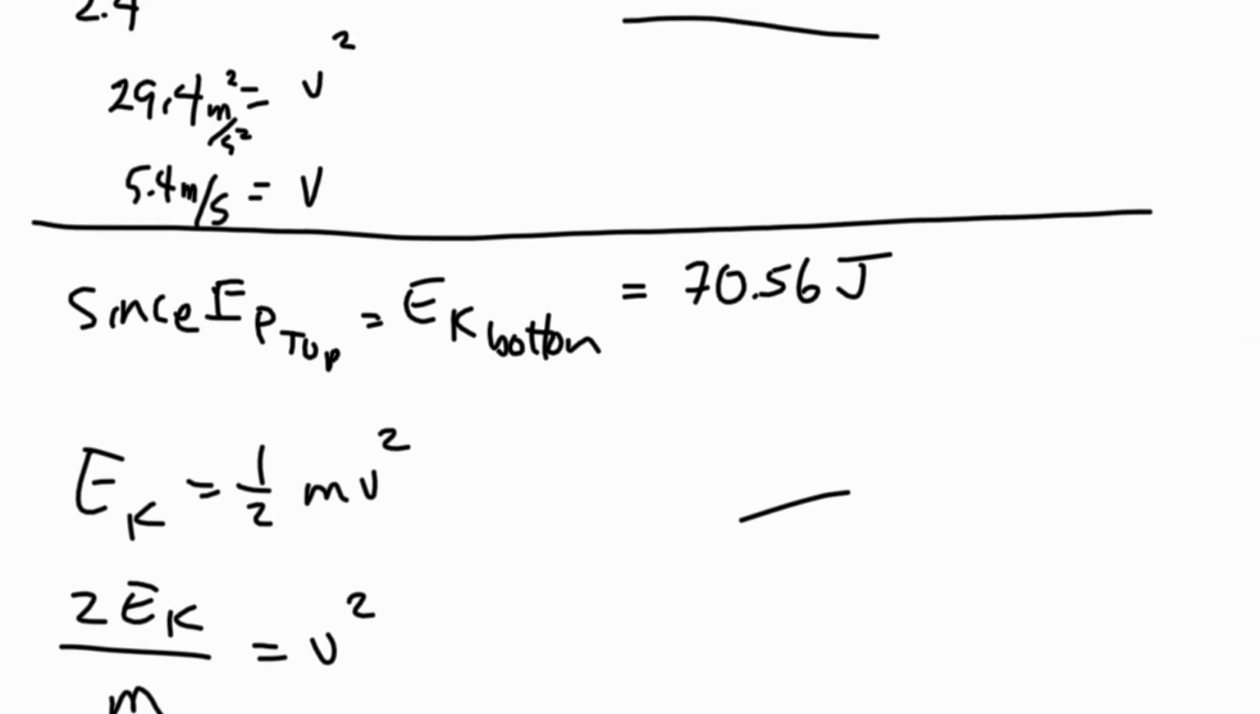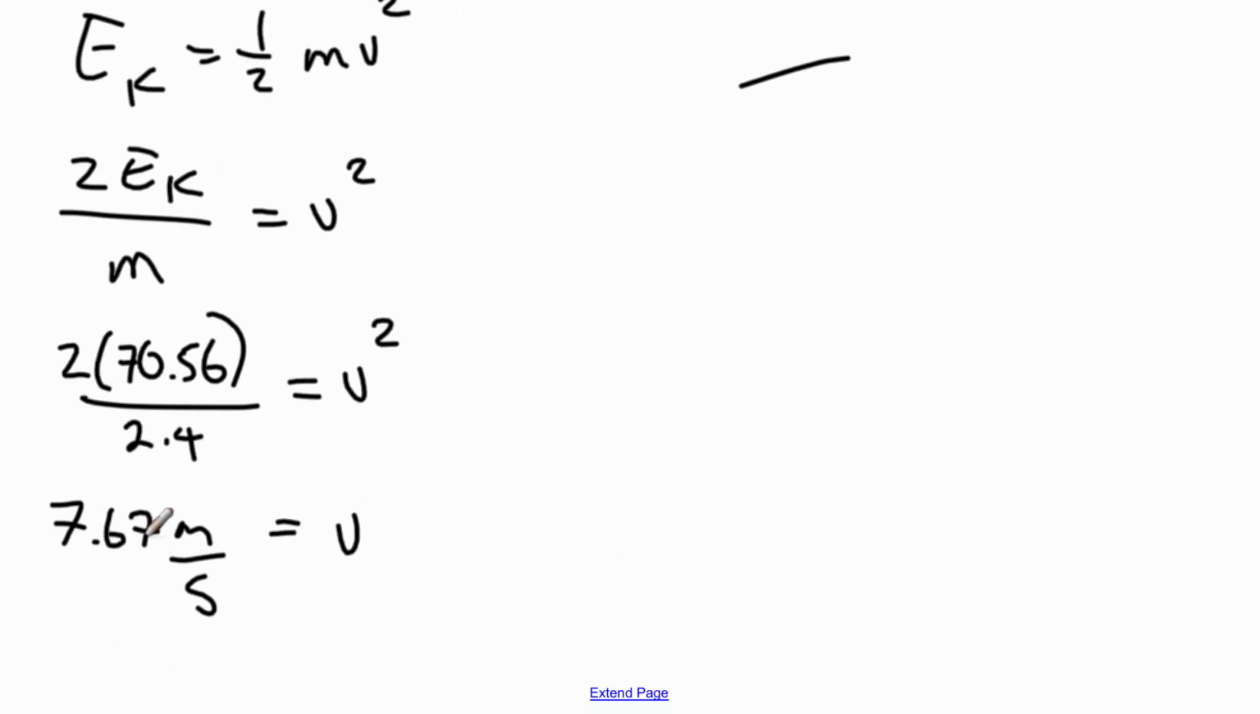5.4 halfway down. If you double that, that's over 10. But in our case, it didn't get that high. So you can't just double the velocity as you might think that you could. So the velocity as it hits the ground will be 7.67 meters per second.